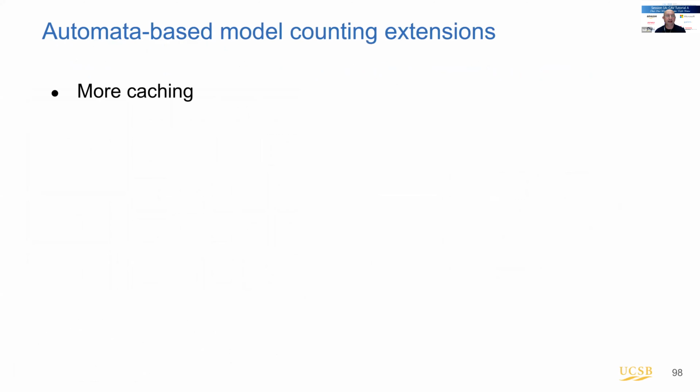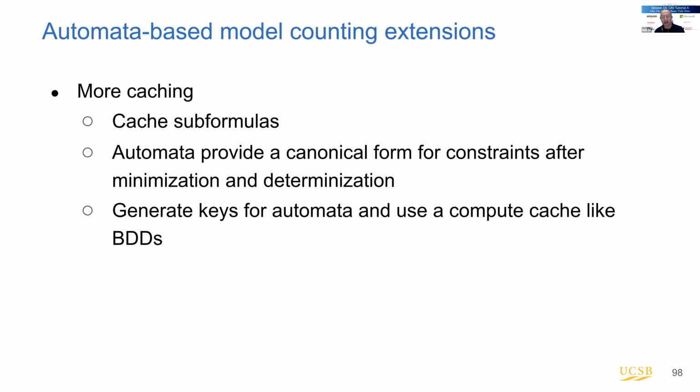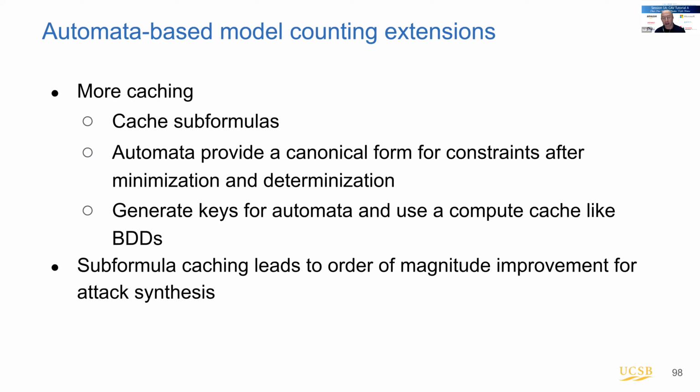The other thing we did is more caching. We cache sub-formulas. Automata provide a canonical form for constraints after minimization and determinization. So you can actually do something like BDDs. You do have a compute cache. You store the automata, and then if you match sub-formulas later on, you can get the result from previous computation using the compute cache without doing any more computation. So sub-formula caching leads to another order of magnitude improvement in attack synthesis, which I'm going to talk about next.